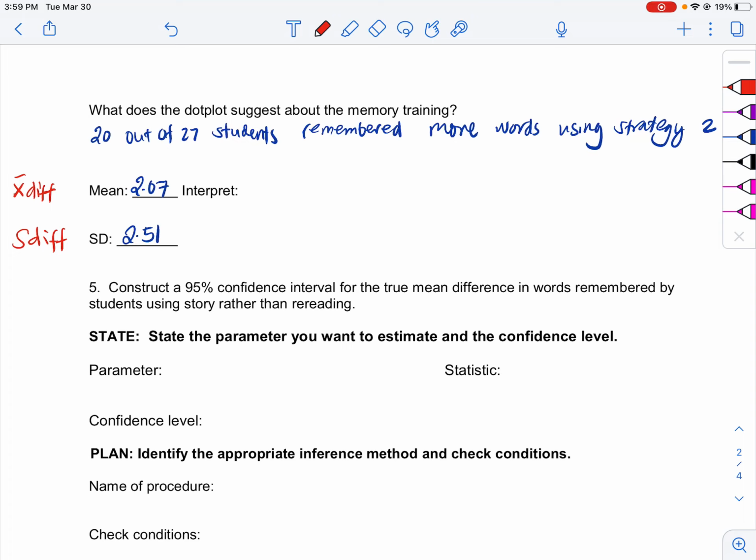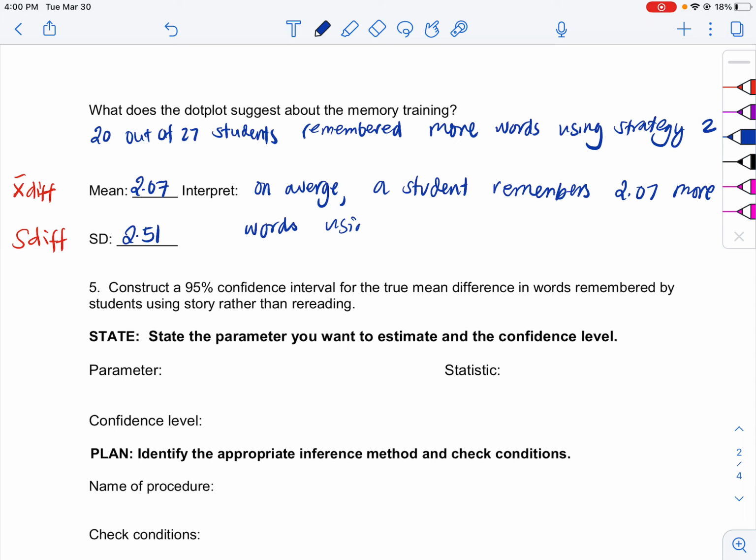So let us interpret. On average, that's how we always do our mean, right? On average, a student remembers 2.07 more words using strategy 2. There you go.